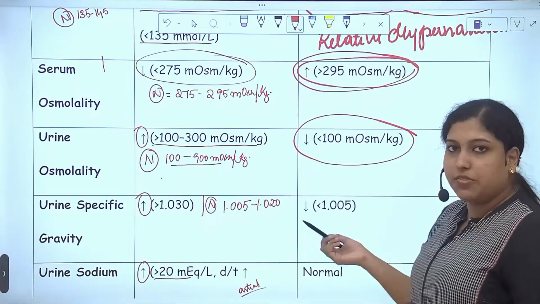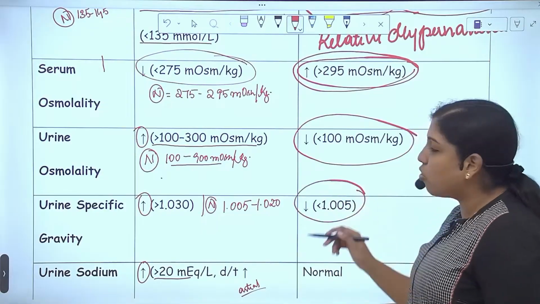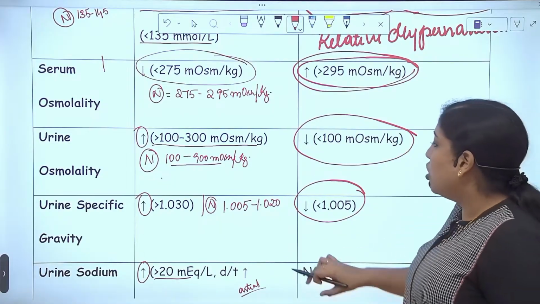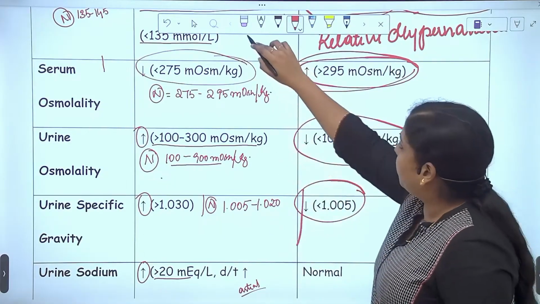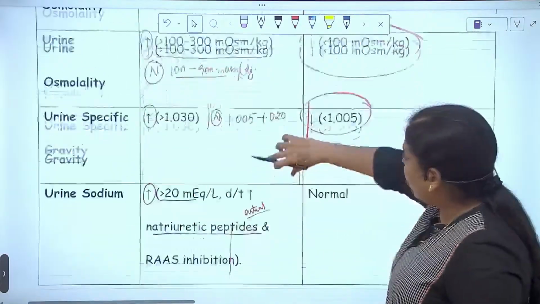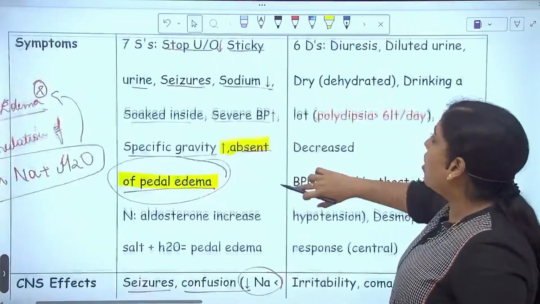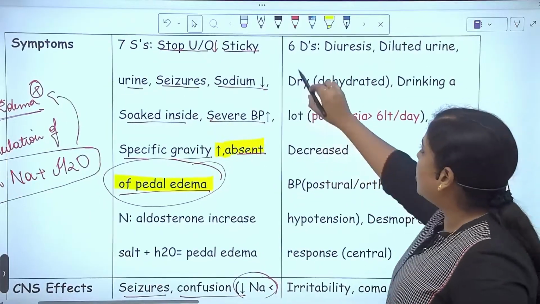And what about the specific gravity? Again, the specific gravity of the urine also will be very much reduced because it is a very diluted urine which is coming out. So what about the urine sodium? The urine sodium in case of your diabetes insipidus will be normal. So what are all the symptoms of your diabetes insipidus?